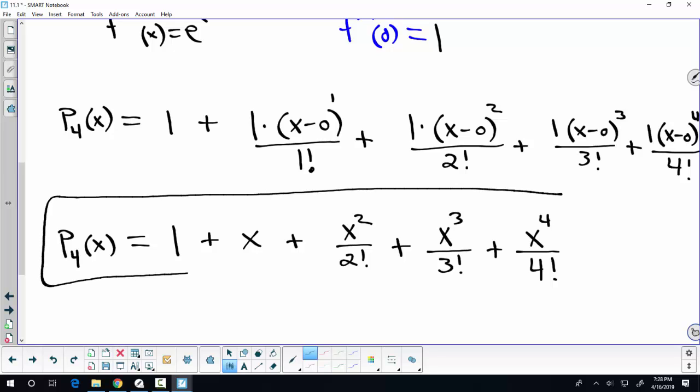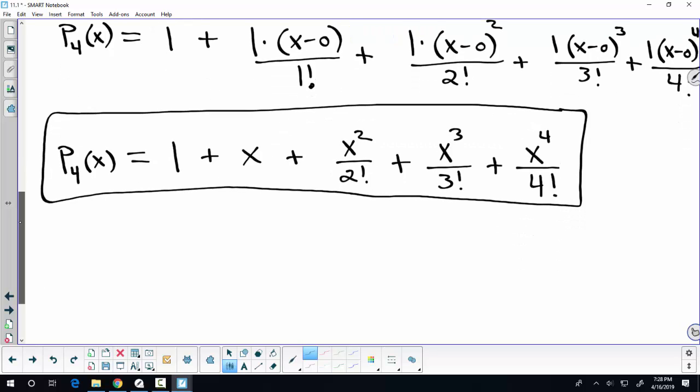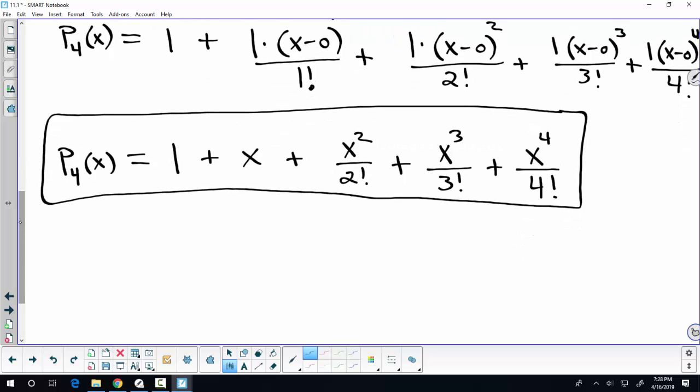If you wanted to write it out in sigma notation, we would have the sum from k equals 0 to 4. And then our pattern here is x to the k over k factorial, because this is x to the 0, x to the first, x to the second, x to the third, x to the fourth. Questions on that? This is really all it asks us to do.